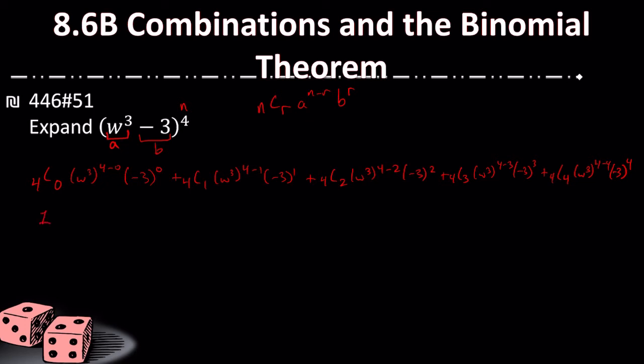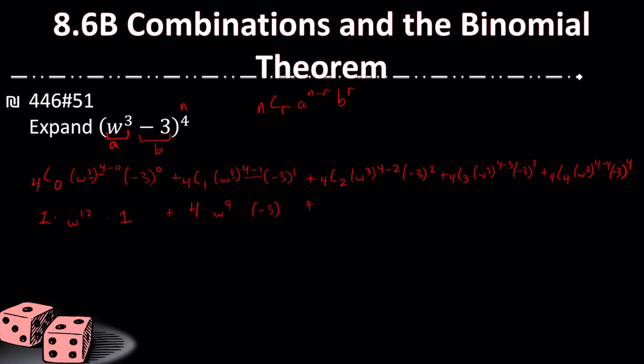4C0 is 1. That would be w cubed to the 4th. When I have exponent parentheses exponent, you multiply those, so that would be w to the 12th. And anything to the 0 is 1. 4C1 is 4. So now that's 3 times 3 is 9. And a negative 3.